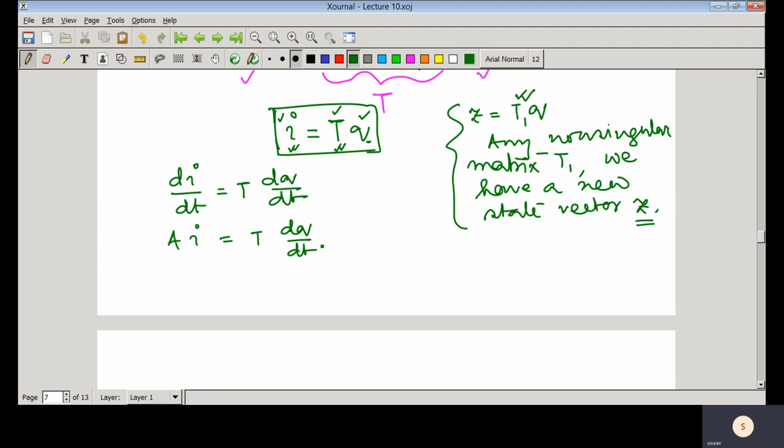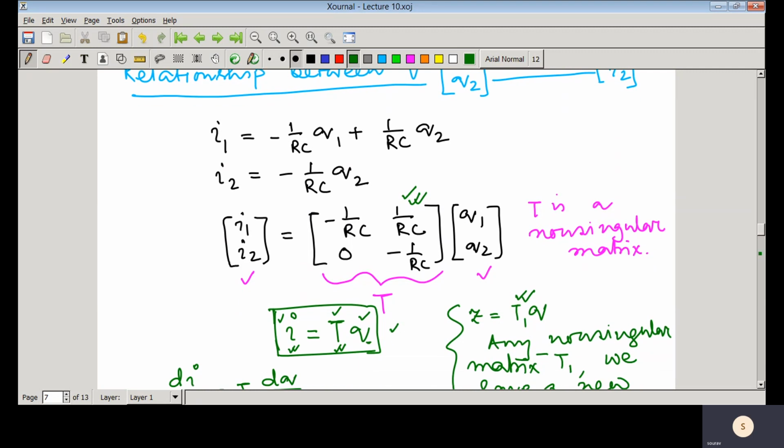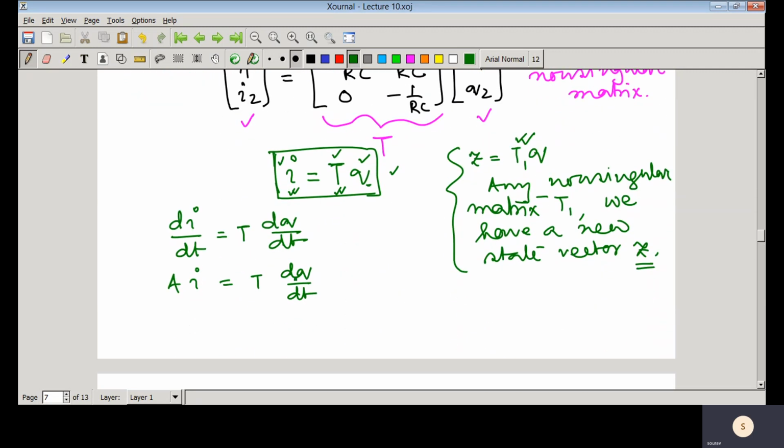So then, if you just replace this particular relationship, that is I equal to TQ, then what will you get? So T dq by dt equal to A, in place of I I am replacing TQ. So then from here you will get that dq by dt equal to, if you multiply this equation from left by T inverse, T inverse ATQ.